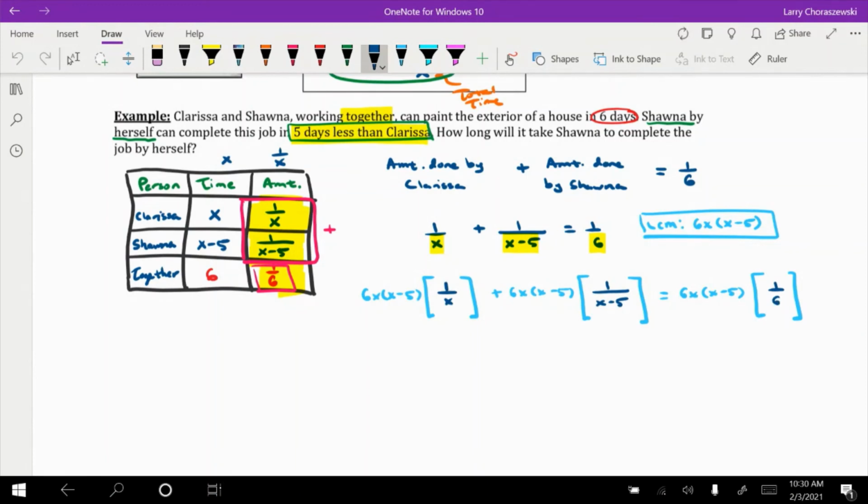Do you guys want to take a moment to simplify that? Go ahead and simplify that, and I'll jump in just a second so we can check our answers.